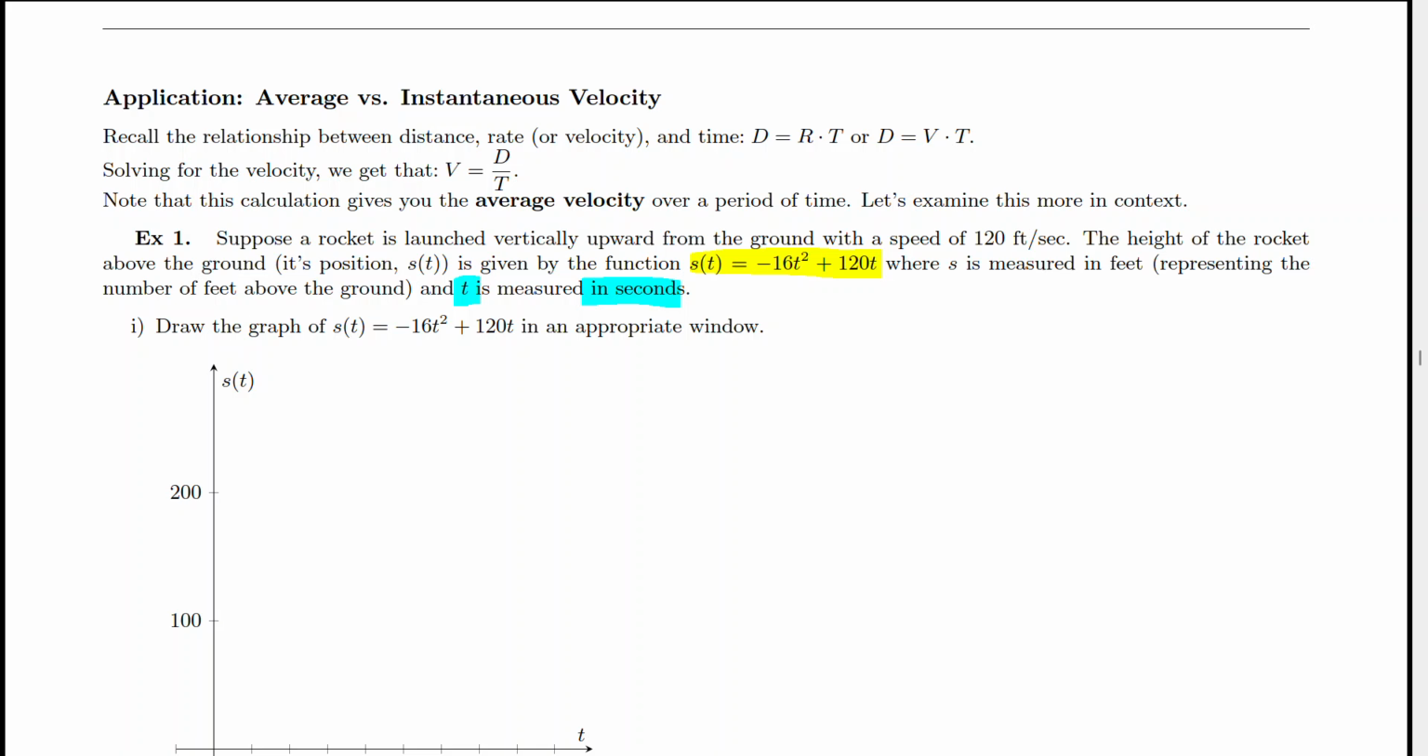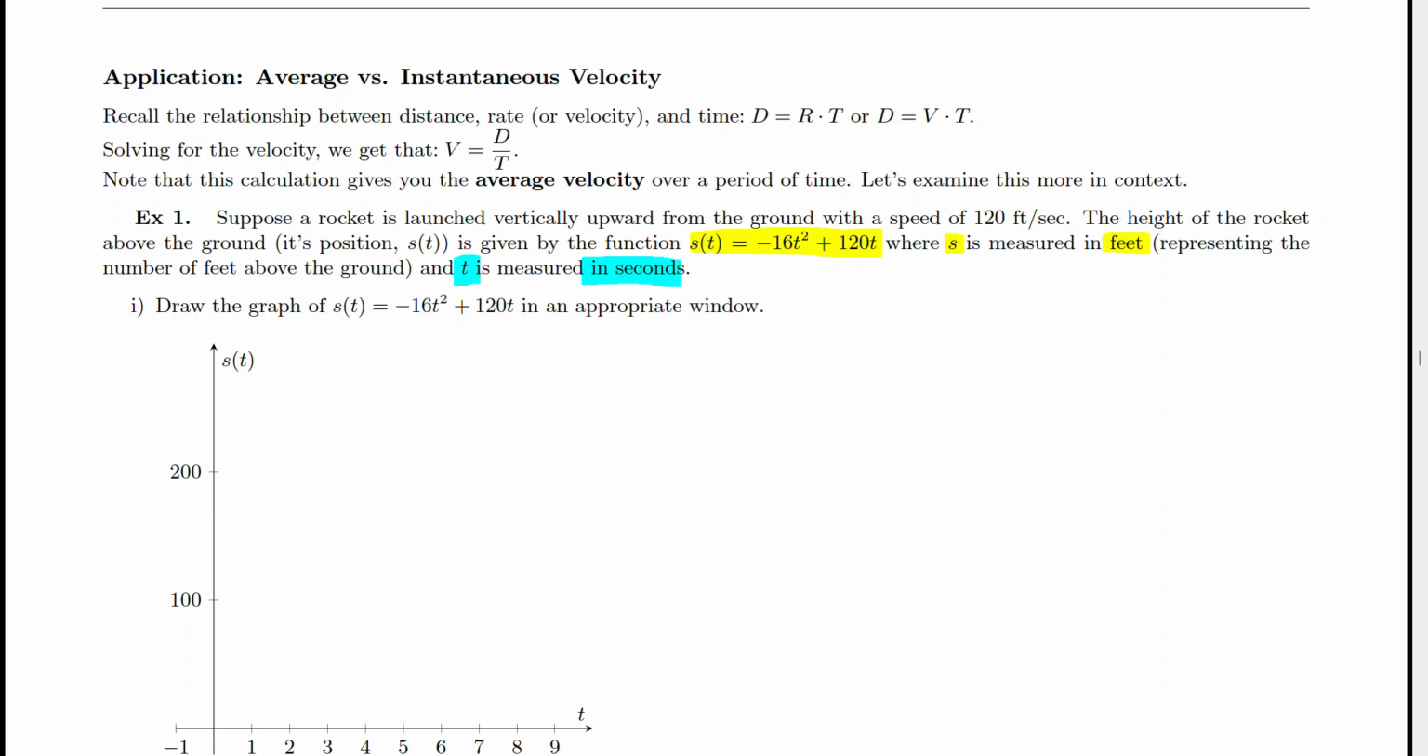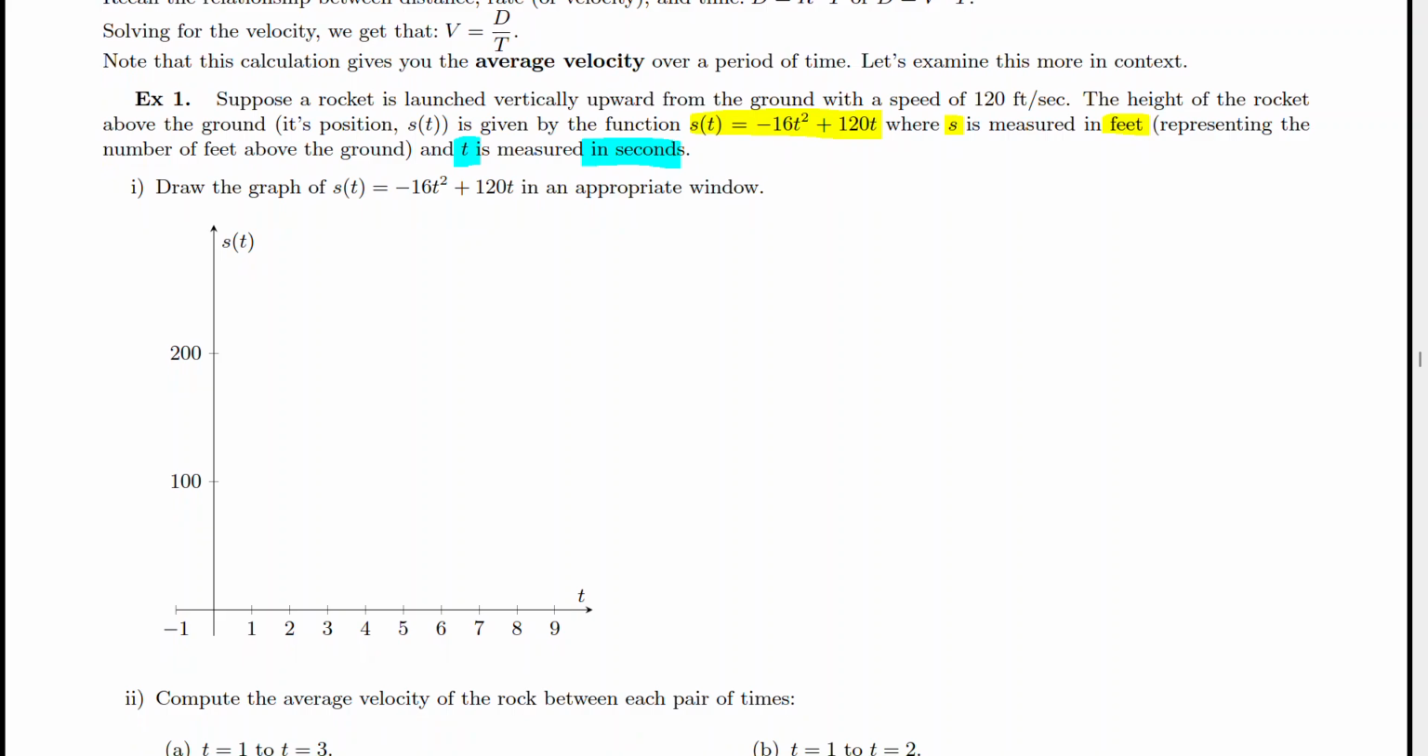Okay, so S is measured in feet, so the units we're going to be using are feet and seconds. So the first thing I want to do is draw the graph of this function in an appropriate window. So let's do that using our calculator. We're going to take this function and put it in our calculator. Obviously, our calculator doesn't have the letters s and t, so we're going to put it into y1 as negative 16x squared plus 120x. So that's what we're going to type into the calculator.